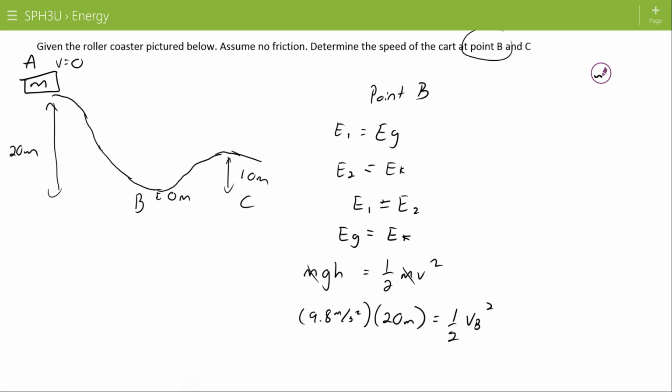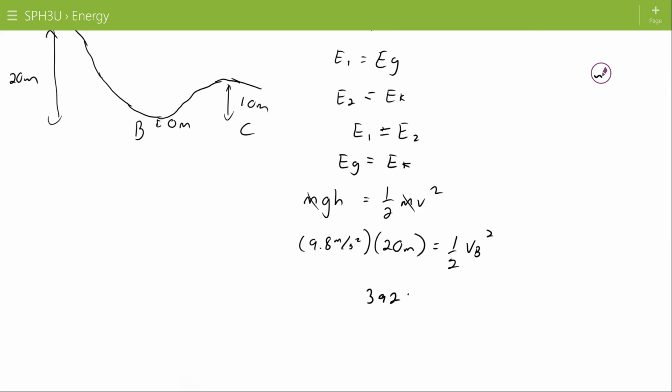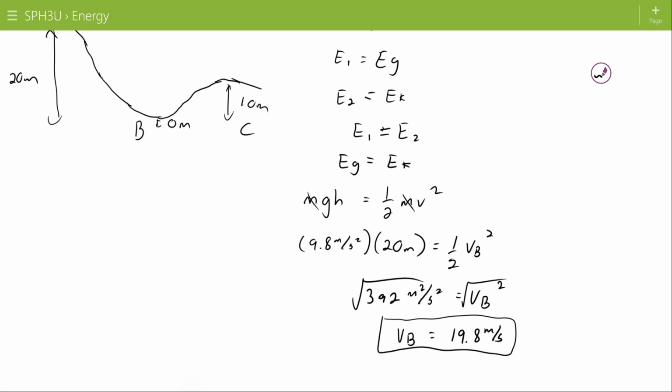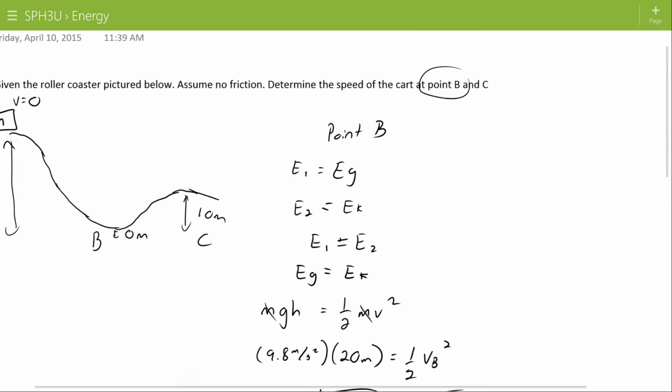So 20 times 2 times 9.8 equals 392 meters squared per second squared, and that's VB squared, and then we'll square root both sides. And VB is going to be equal to 19.8 meters per second. So that's how fast it gets going at the bottom of that hill. And that's the first part.